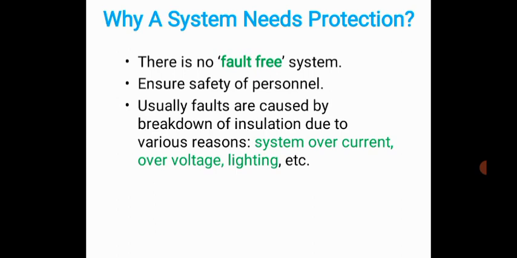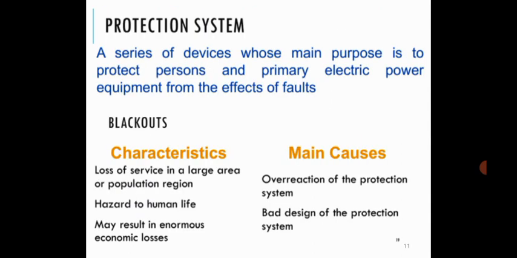Usually a fault can be caused by broken insulators due to various reasons, for example system over current, over voltage, lightning. Next, power system protection: a series of devices whose main purpose is to protect the person and primary electric power equipment from the effect of faults.